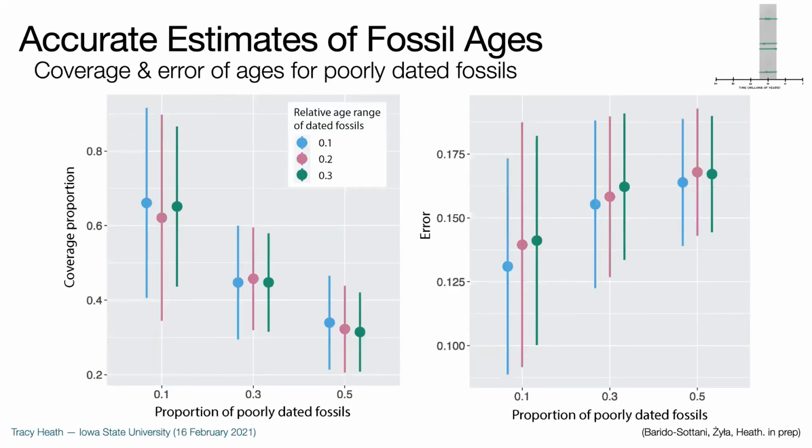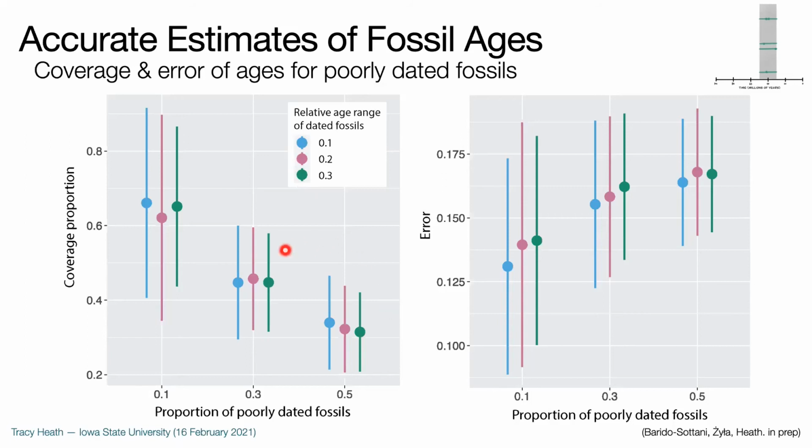When we look at this pattern for the poorly dated fossils, so the fossils that all just fall within this poorly dated deposit, we also see a predictable pattern. In this case, we see a decrease in the coverage and an increase in the error rate as we increase the proportion of fossils that fall within this poorly dated deposit, as well as when we increase the uncertainty in the more precisely dated fossils.